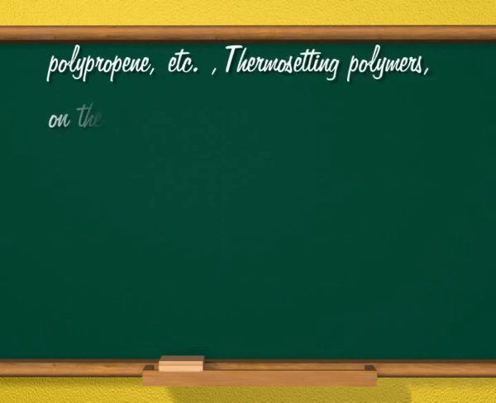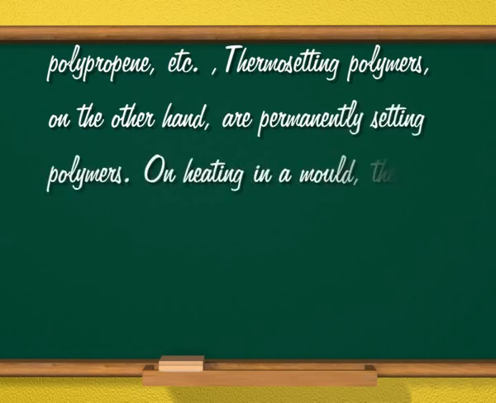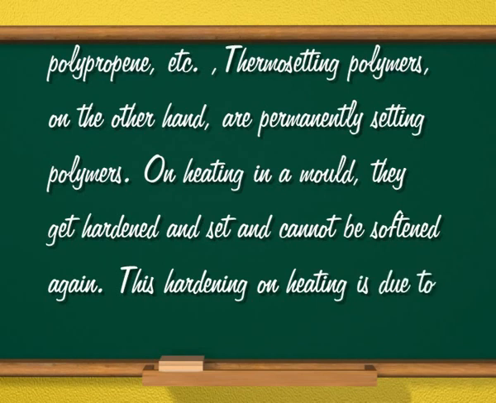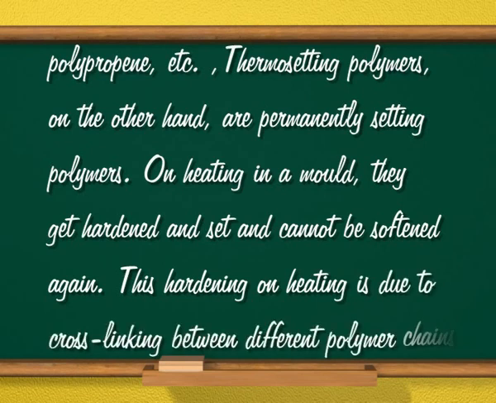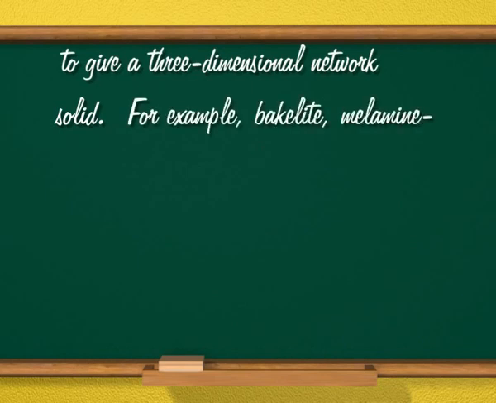Thermosetting polymers, on the other hand, are permanently setting polymers. On heating in a mold, they get hardened and set and cannot be softened again. This hardening on heating is due to cross-linking between different polymer chains to give a three-dimensional network solid. For example, bakelite, melamine formaldehyde polymer.